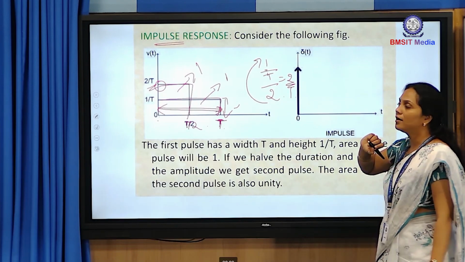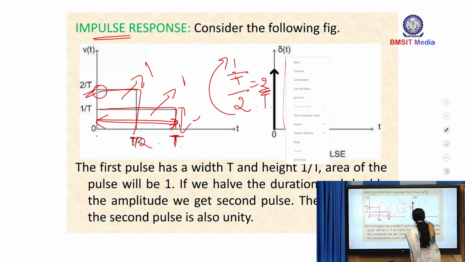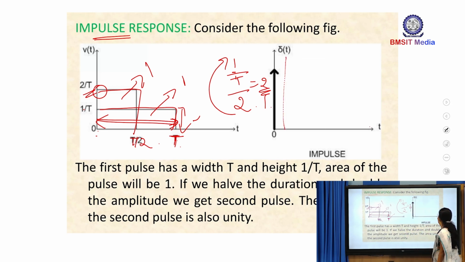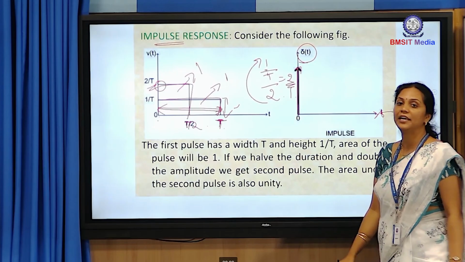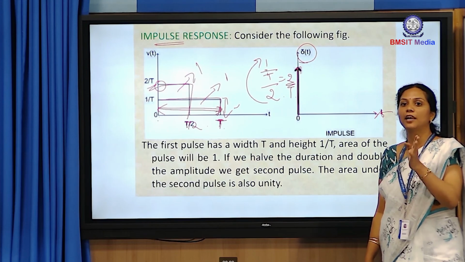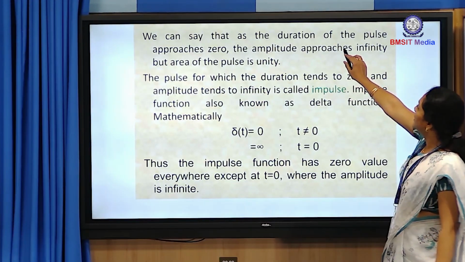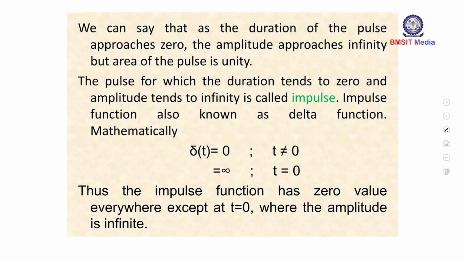Now how do I draw the waveform for this impulse response? The waveform for this impulse response is like this. This is varying with respect to the time t, and here it is nothing but an impulse function, that is, the delta function. So at 0 you will be getting a unity function like this. That means the area under the curve is always equivalent to 1. So we can say that the duration of the pulse approaches 0, the amplitude approaches infinity, but still the area of the pulse is unity.